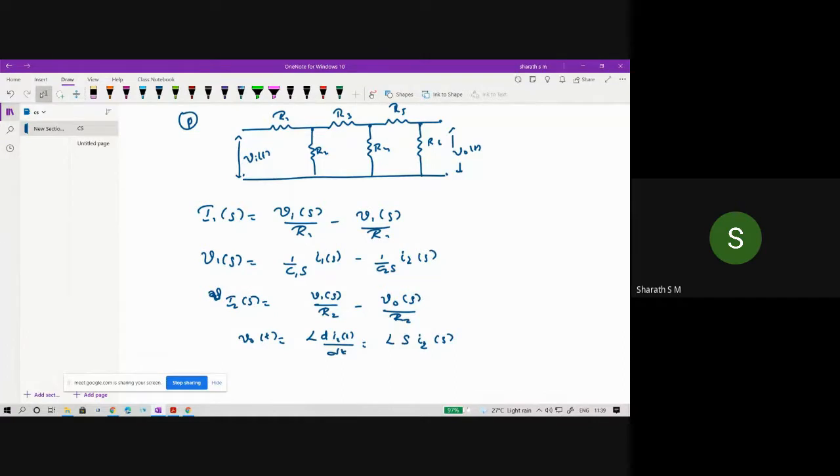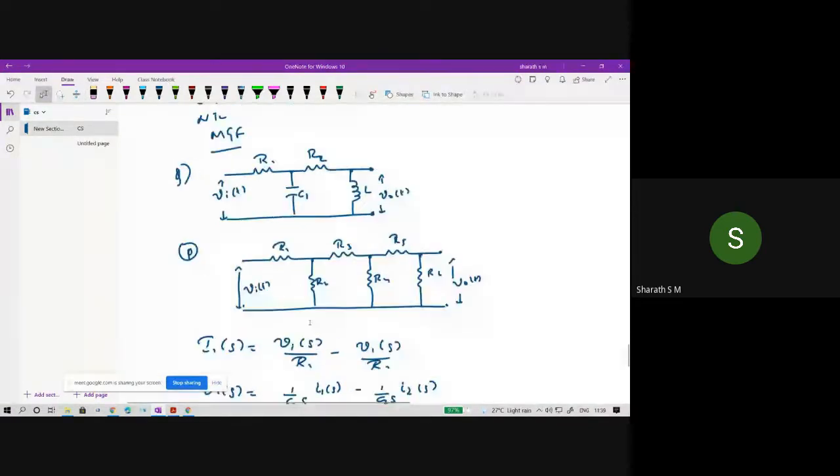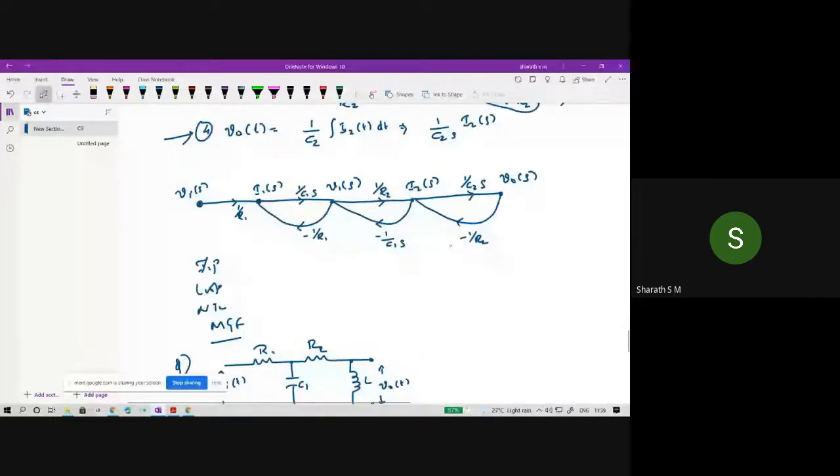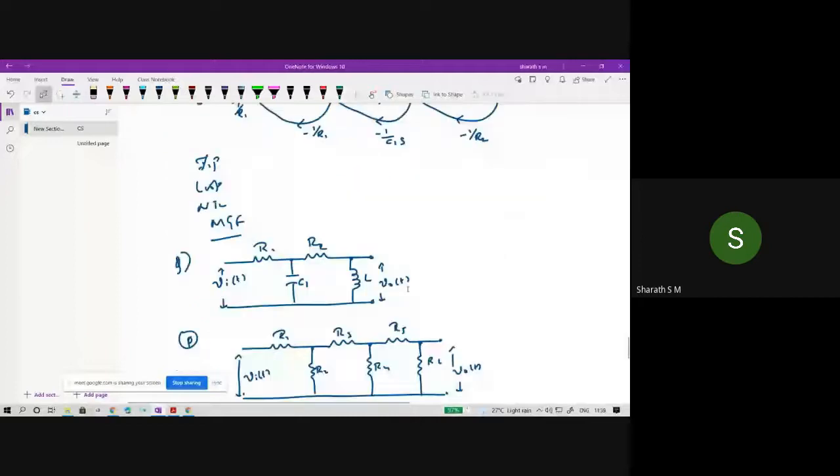So the signal flow graph is similar to the previous one, but the small difference is across the output, where we have L1S here. That's the major difference. The remaining things are all the same. Thank you.